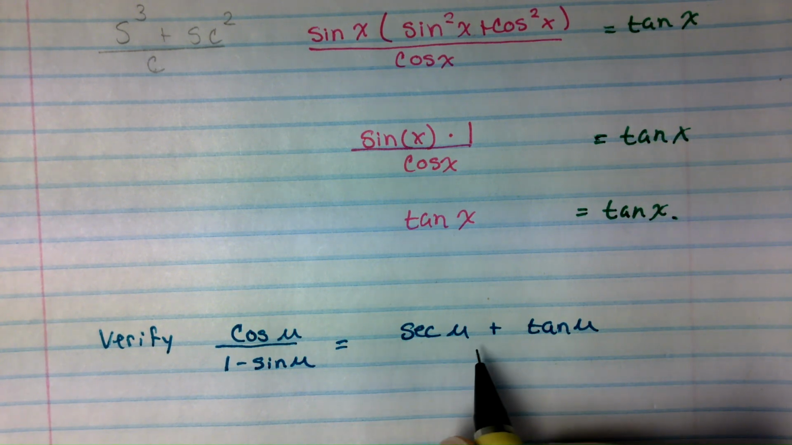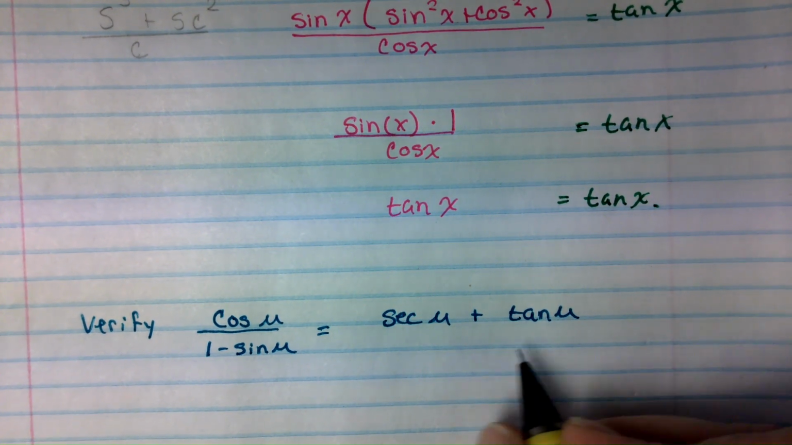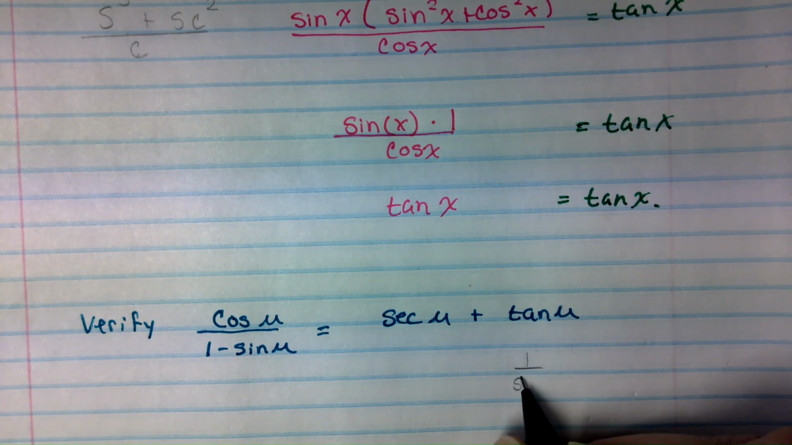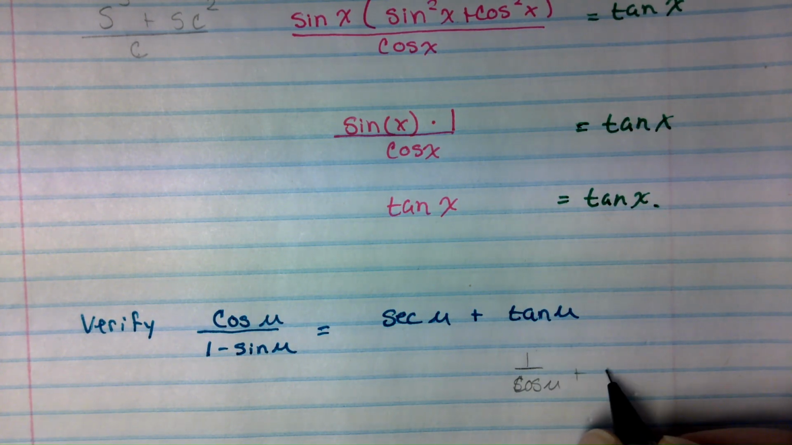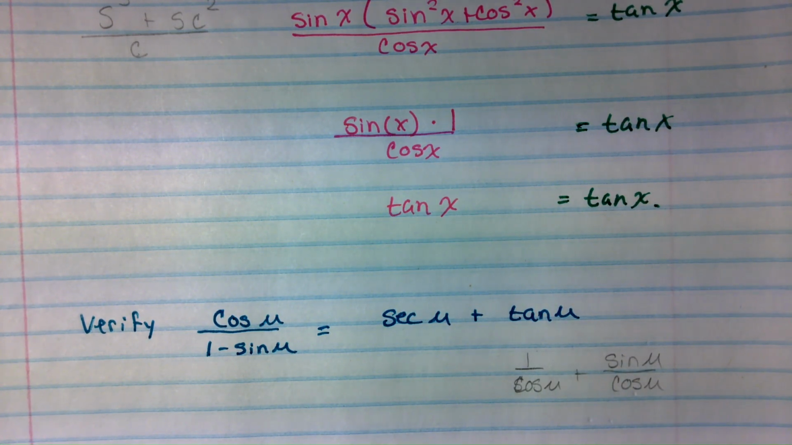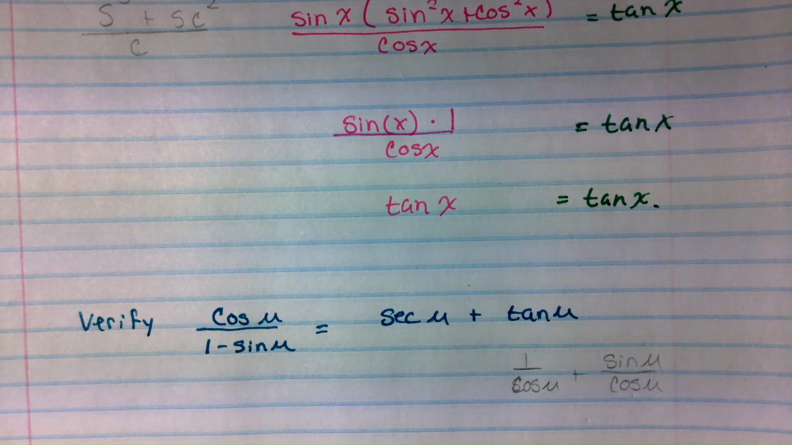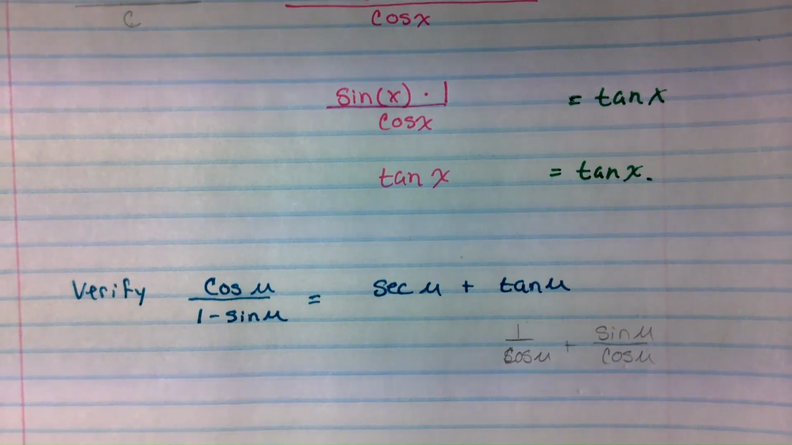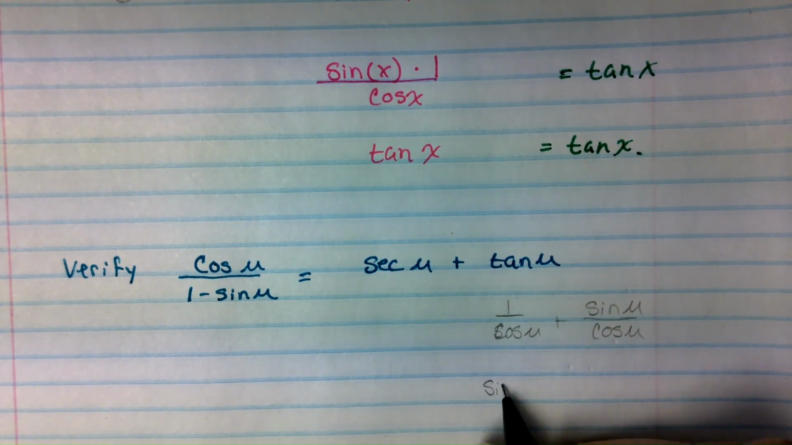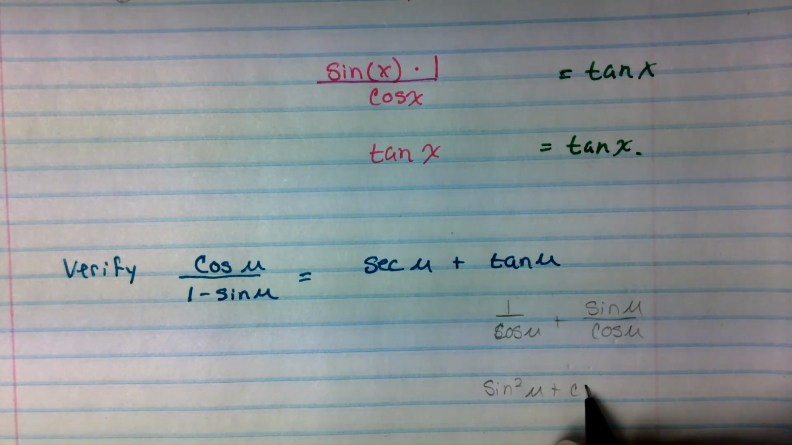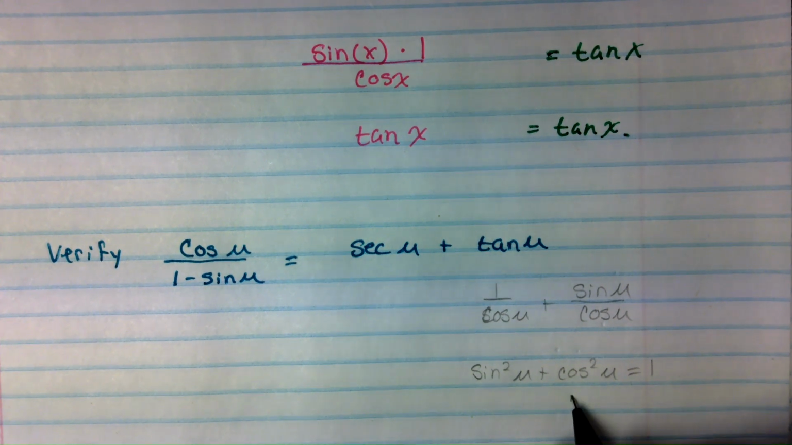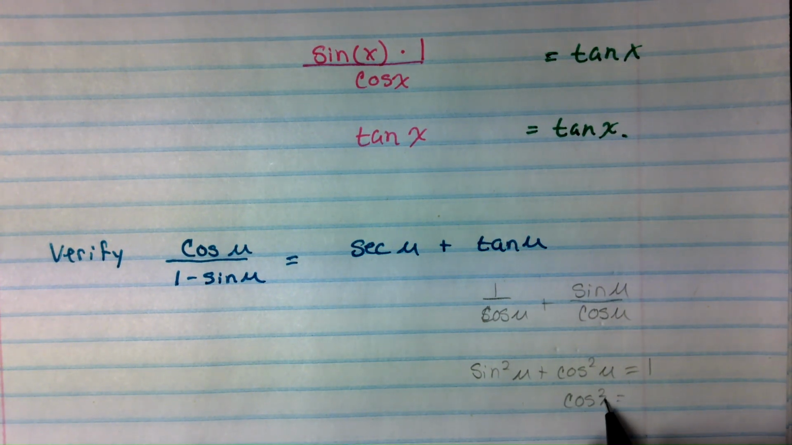So I'm going to think about what secant of mu plus tangent of mu is. If you think about it, secant is 1 over cosine, and tangent is sine over cosine. So they're both over cosine. So if I could somehow get this to be over cosine, then that would be really, really beneficial to me. Okay. The other thing is that I know that sine squared plus cosine squared is 1. And therefore cosine squared of mu would be 1 minus sine squared.